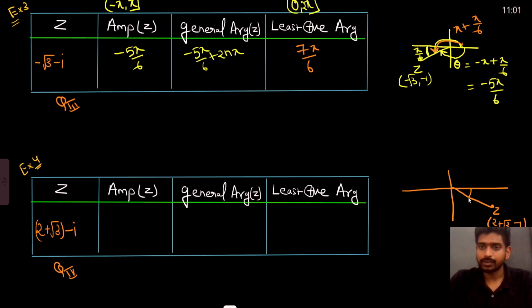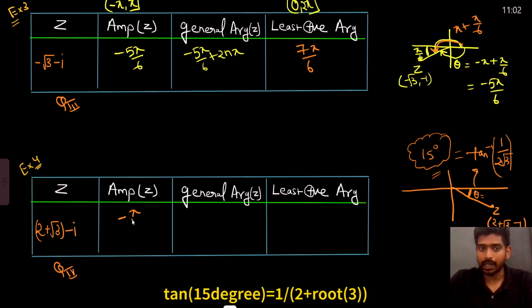Now what is this angle? This angle value theta will be equal to tan inverse of 1 by 2 plus root 3. So this tan inverse of 1 upon 2 plus root 3 is equal to 15 degrees. Got it? So what is the amplitude? This is down, right? So this will be negative. So minus pi by 12.